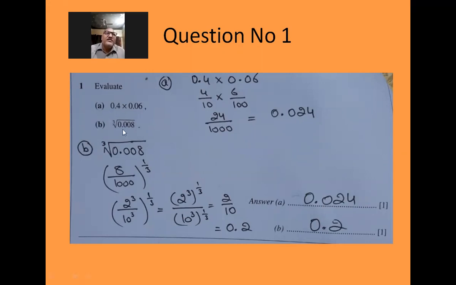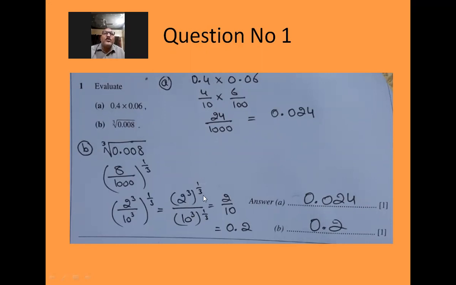The B part is the cube root of 0.008. In the index form, I can write 8 by 1000 raised to power 1 by 3. You know, 8 is 2 raised to power 3, and 1000 is basically 10 raised to power 3. So the whole thing is raised to power 1 by 3. This power is for this, and this power is also for this, so I will give this power to both of them.